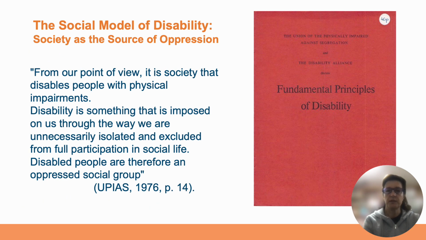So Hunt, Finkelstein, and Oliver, in their volume Fundamental Principles of Disability, declare: "From our point of view, it is society that disables people with physical impairments. Disability is something that is imposed on us through the way we are unnecessarily isolated and excluded from full participation in social life. Disabled people are therefore an oppressed social group."